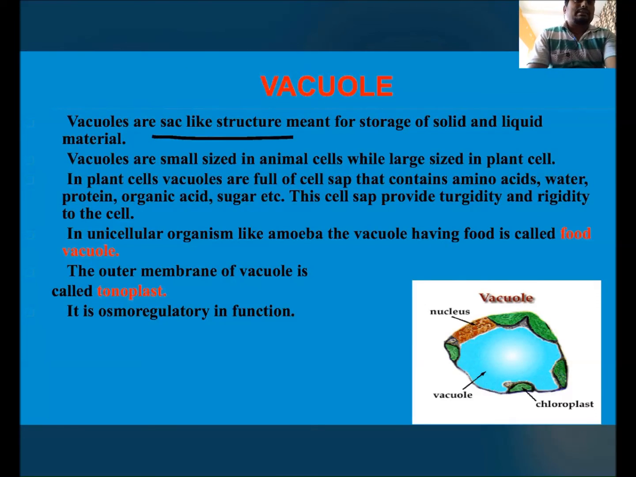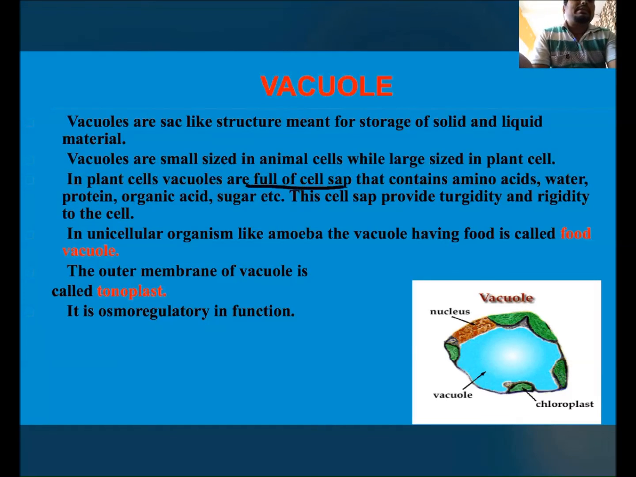Now vacuole. Vacuoles are sac-like structures, meant for the storage of solid and liquid material. If it stores solid material, like amoeba stores solid material like food, that is why the vacuole in amoeba is called food vacuole. Vacuoles are small in animal cells, but large in plant cells. It occupies most of the part of the cell in plant cells.